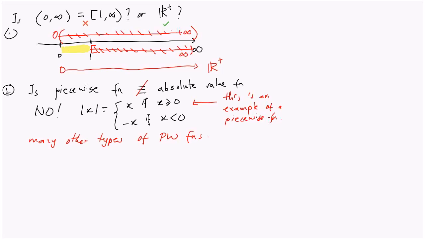So they are not the same concept. A piecewise function and an absolute value function are not the same thing, but we can say that the absolute value function is just a specific case, a special type of piecewise function. It's as though there's a huge set of piecewise functions, and the absolute value function is just one member inside this set.